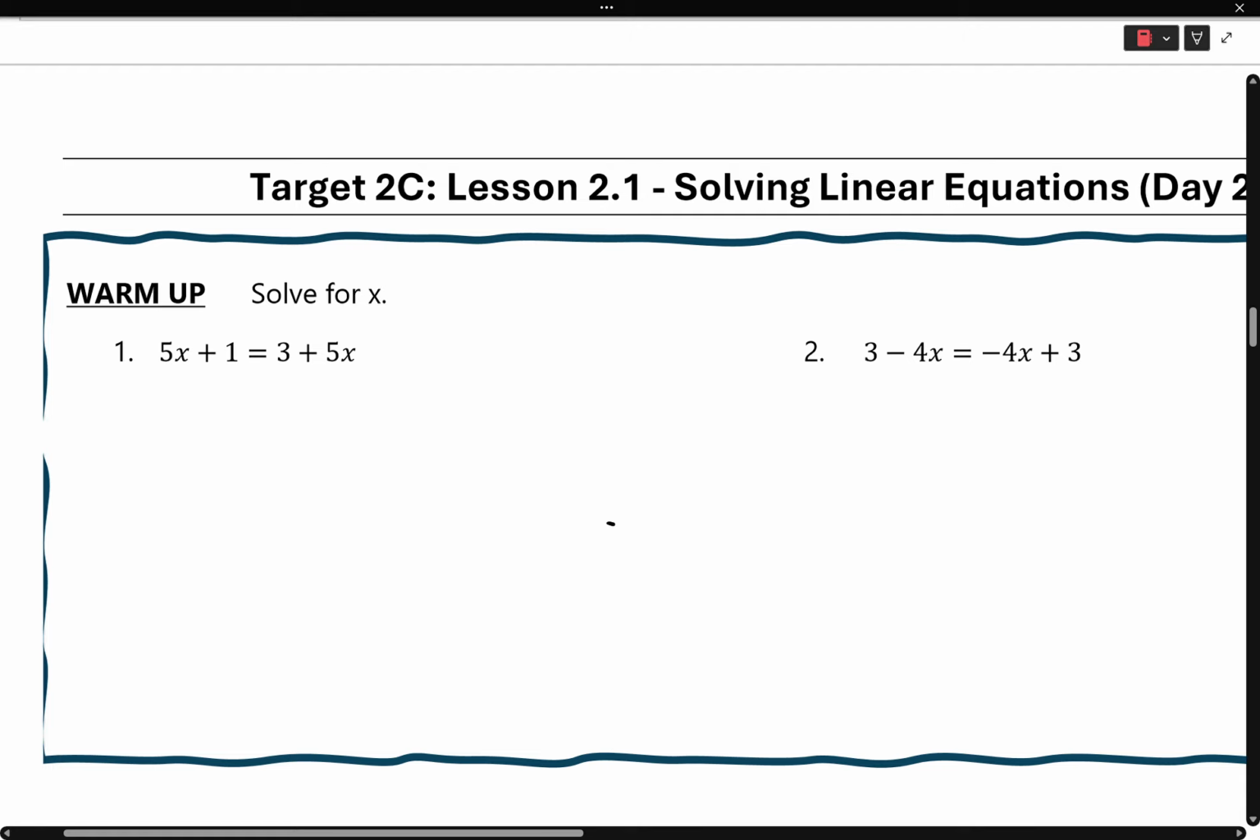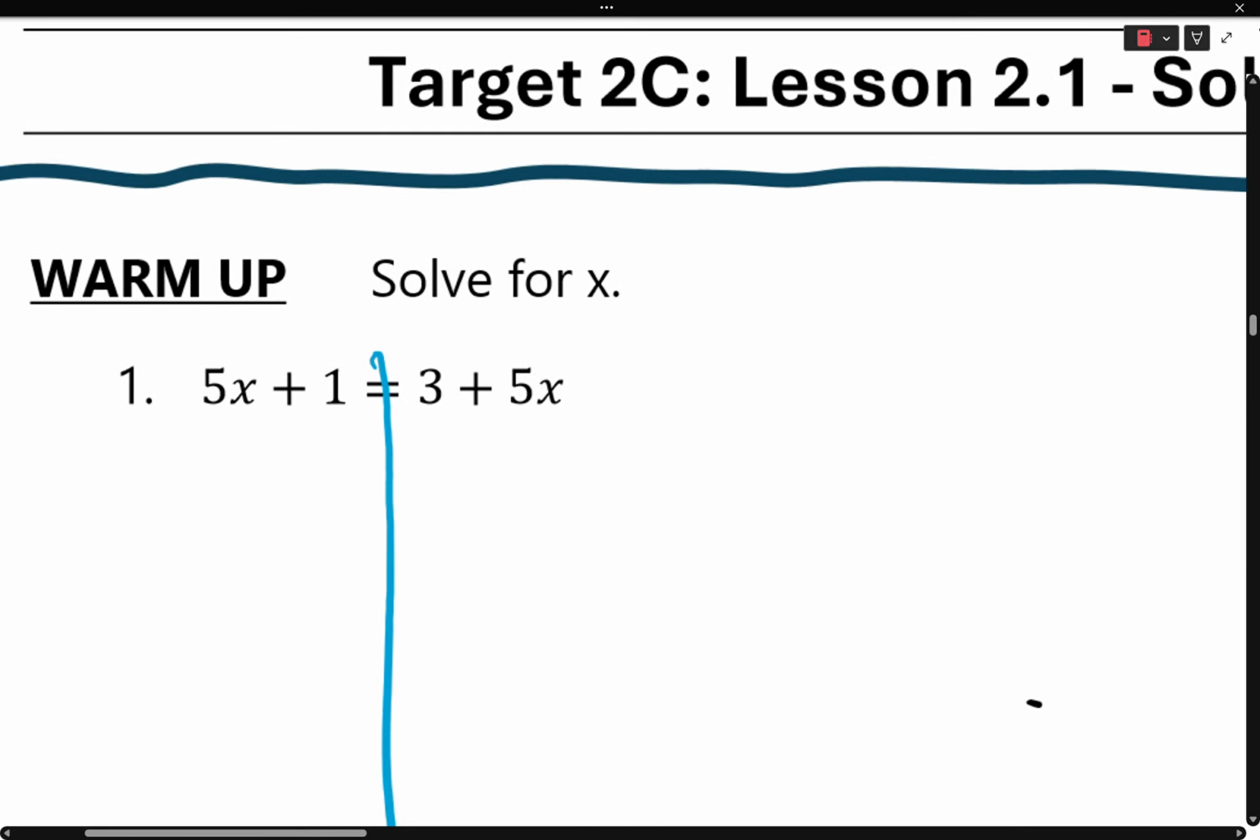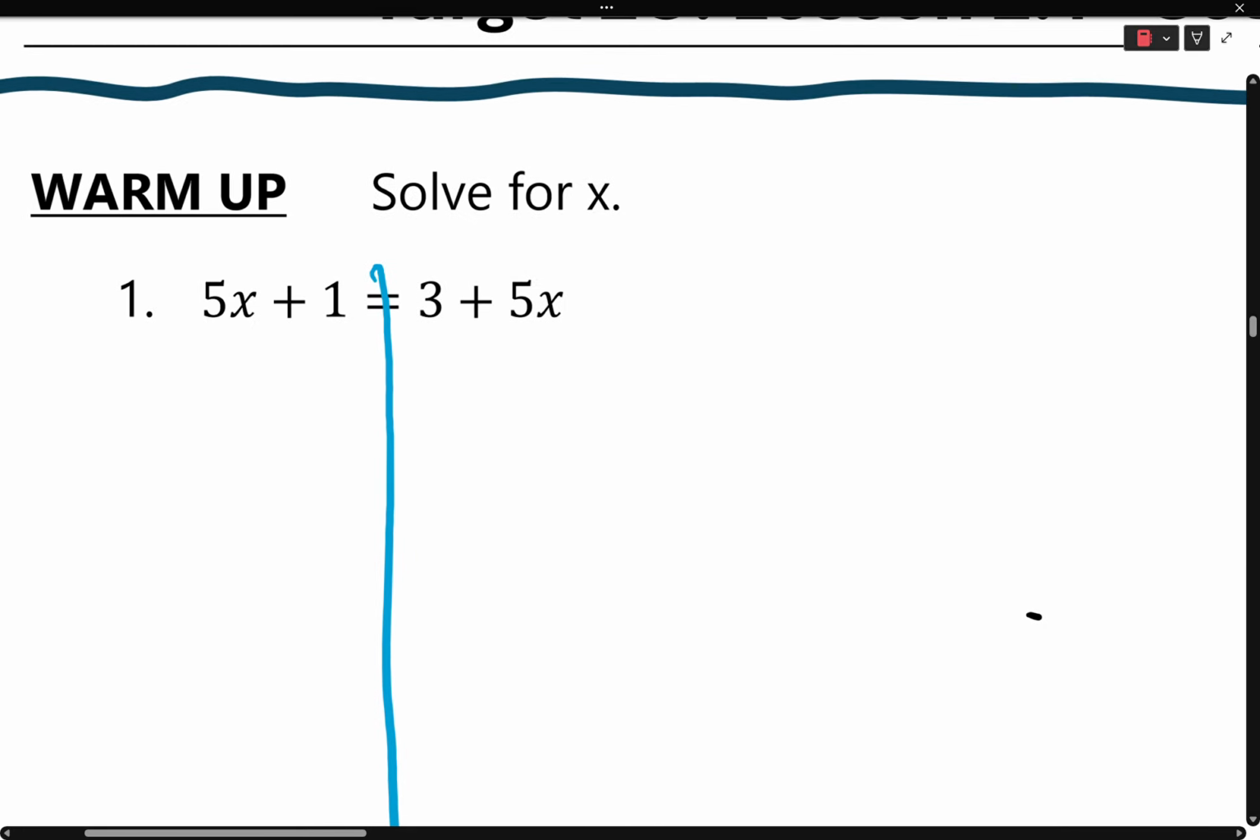Okay, I drew the line in the middle. So the first thing that I'd like to do here is subtract 5x from both sides. That's what I like to do. Okay, on the right side they cancel. On the left they cancel too. I'm left with 1 equals 3. 1 does not equal 3. This is false. Oh goodness.